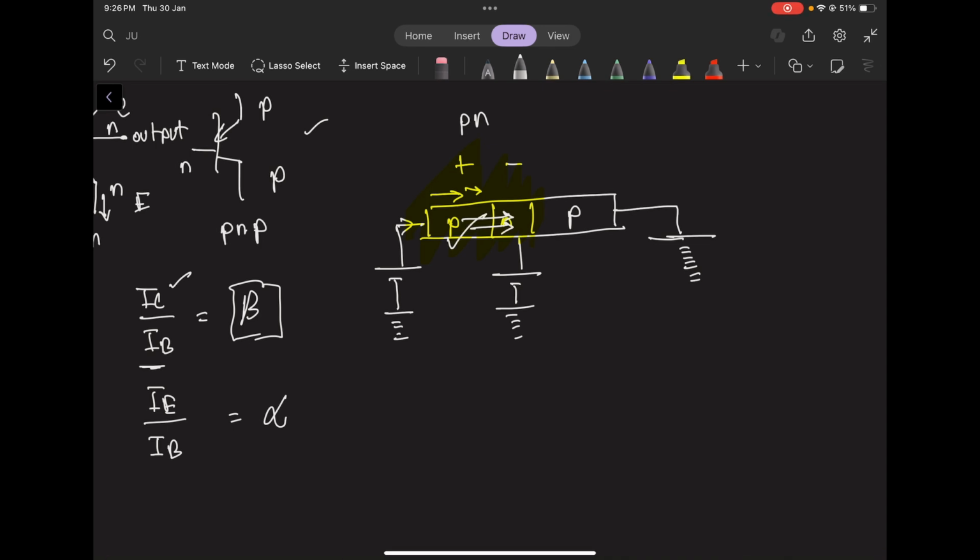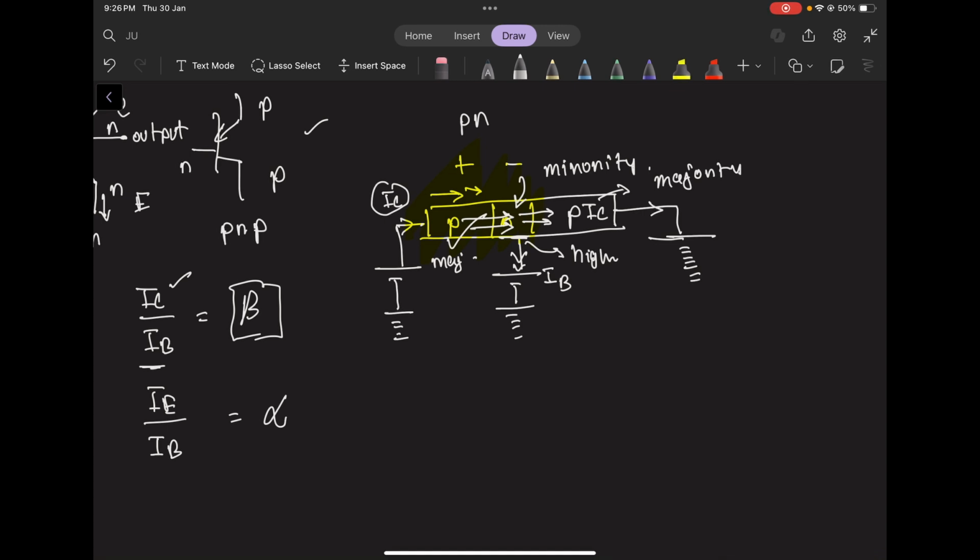Now in the P side, the majority carriers get injected into the N side, becoming minority carriers. Now, due to high resistance at this junction, only a little amount of current comes out of here. So original IC current is mainly retained and goes into this part of the BJT, where once again it switches to being majority carriers and finally gets drained.